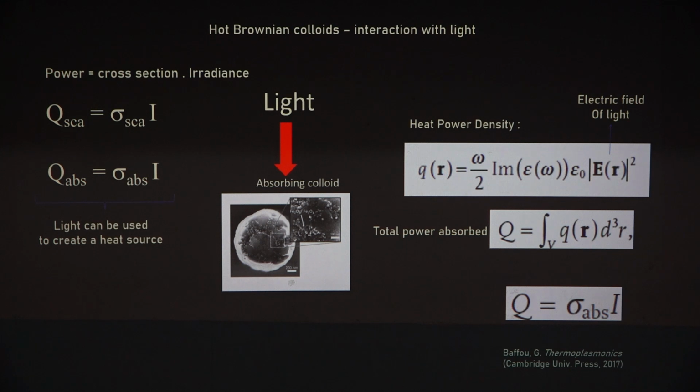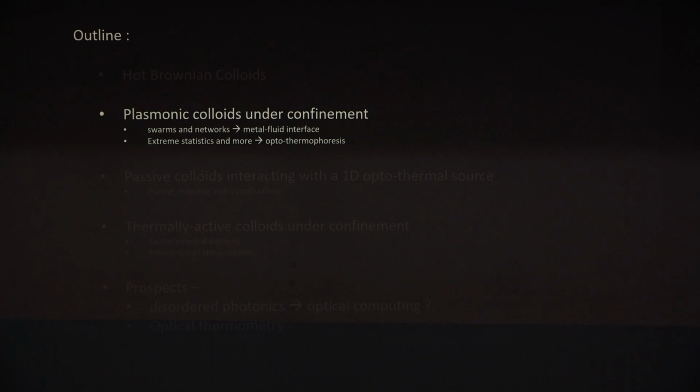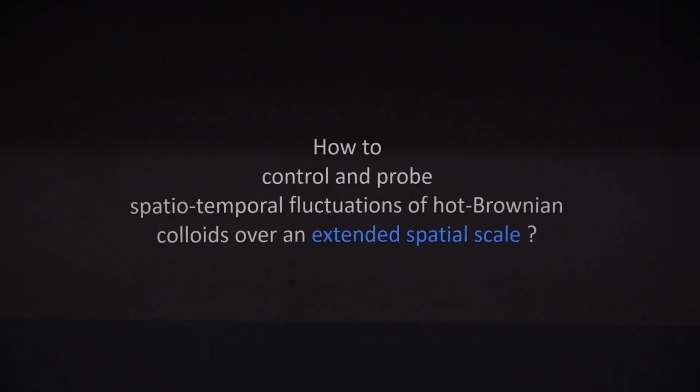Now, let's look at what happens if you look at these kind of structures or particles. Light can be used to create a heat source, and associated optothermal forces and torques can be created because of this. So now let's get into the problems of interest. One is the plasmonic colloids under confinement. I'll talk a little bit about swarms and networks and also some experiments.